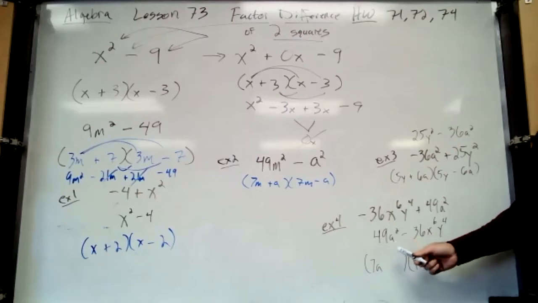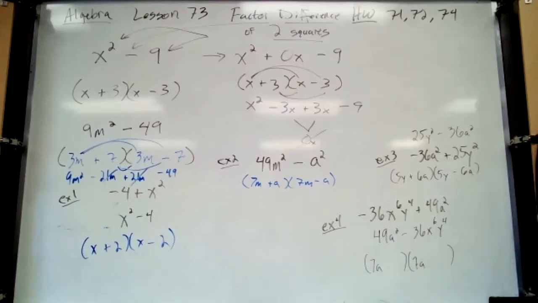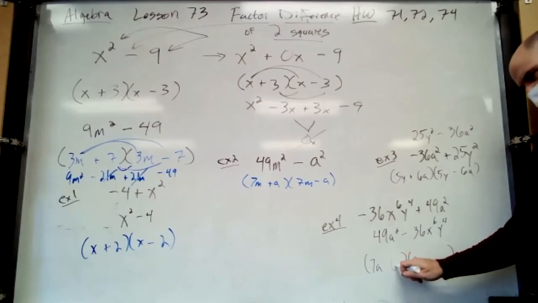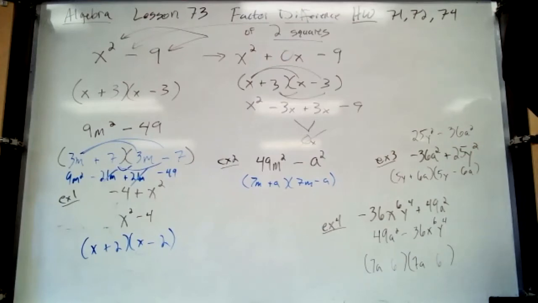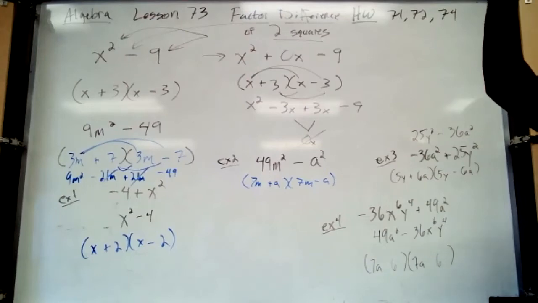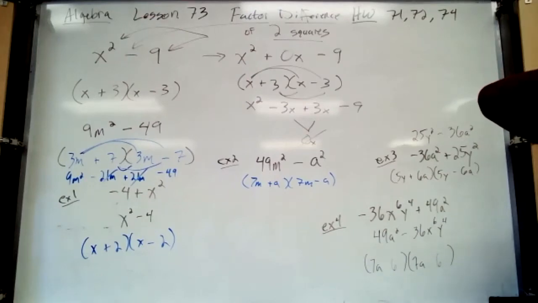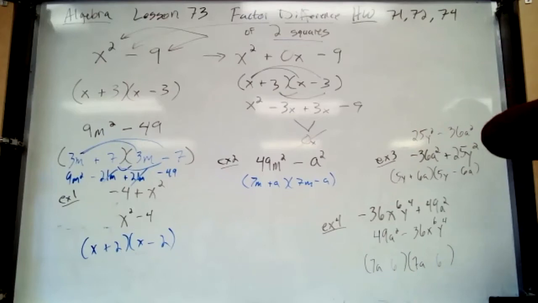So the square root of 49a squared is just 7a, right? Everybody got that? Okay, now the square root of 36 is 6. What's the square root of x to the 6? Just x to the third, right? Because when you square root an exponential expression, you just divide the exponent by 2, which is kind of weird because we were taught that when you take the square root, you don't divide by 2. Well, with exponents you do. So what's the square root of x to the 14th?